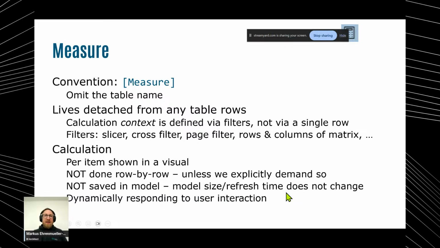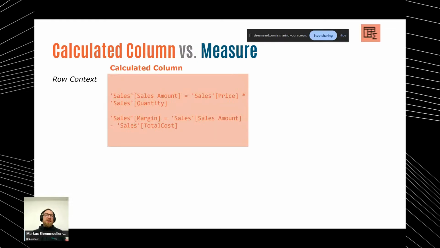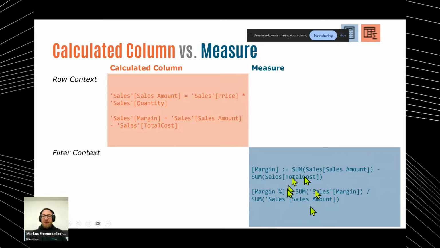If you put a filter there, with the cross filters, whatever, then the result of the measure might change, right? So if we compare calculated columns with measures, in calculated columns we have the row context. We just refer to different columns. But in the measure, we cannot. We have to put SUM, for example, in front of the sales amount. But it doesn't mean that it's always summing up the whole sales amount of the whole sales table, but it's working inside the filter context.